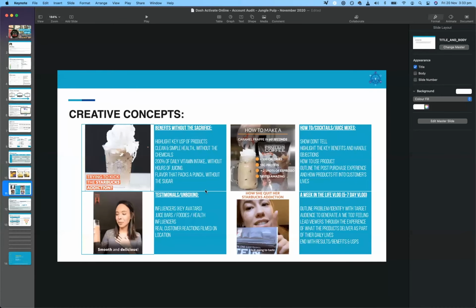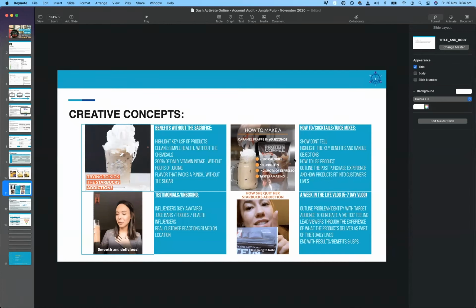In terms of creative to run, this is something to think about from your Facebook ads perspective, but even for your Instagram and your social media, because this translates nicely. A few ideas that I had: benefits without the sacrifice tends to be a really good creative concept that works well in this space, because it shows people some emotional stuff that they like, some stuff they can benefit from, but without sacrificing anything. So it could be clean and simple health without the chemicals, or 200% of your daily vitamin intake without the hours of juicing, or flavor that packs a punch without the sugar. Being able to tell that story through posts and video could be cool. And I think that would translate nicely onto your Instagram page and your Facebook.